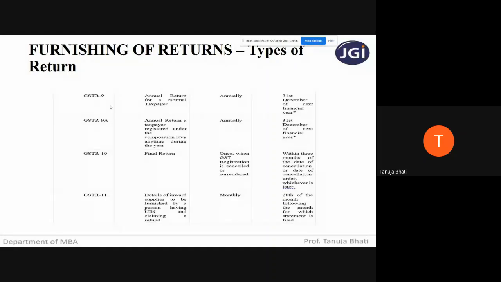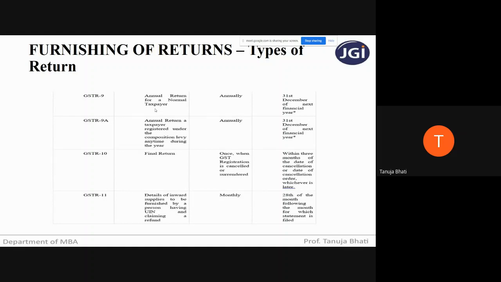And this annual return will contain the details of all the outward supplies made and inward supplies received, then the taxes that you have paid under different heads: how much CGST tax you have paid in the entire year, SGST, IGST, and what are the HSN codes that you have returned. What are the taxes paid in the entire year? How much was actually payable?